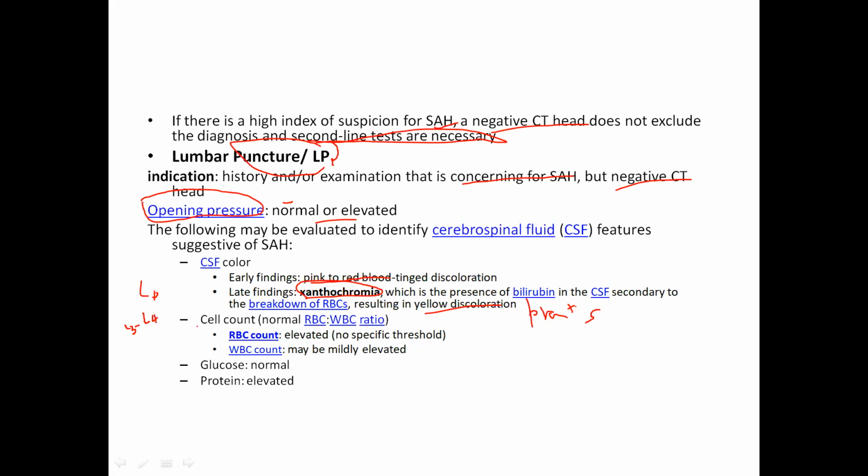The other is the cell count. Red blood cells are elevated, non-specific, with no specific threshold. WBC may be mildly elevated, and glucose is normal. When you draw the LP and send it to the lab, the glucose is commonly normal for subarachnoid hemorrhage. If it is, for example, a pyogenic meningitis, it is low. The glucose will definitely be low. The protein is elevated.